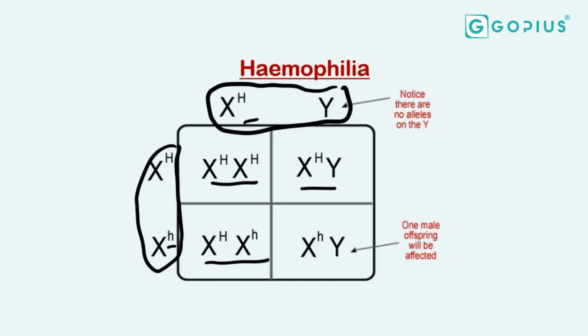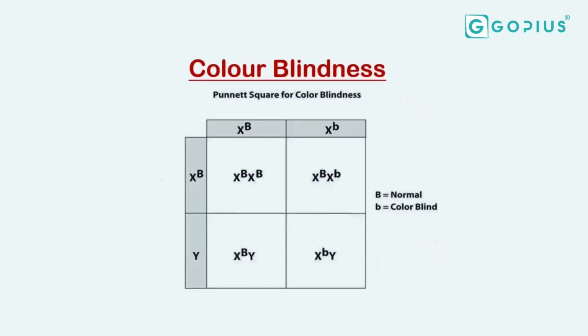Then X, small letter h with Y. You know, Y has no gene attached to it. It has no characteristics attached to it, rather. So X, small letter h, and Y will give you an individual that is suffering from hemophilia. So that's how it's being crossed.